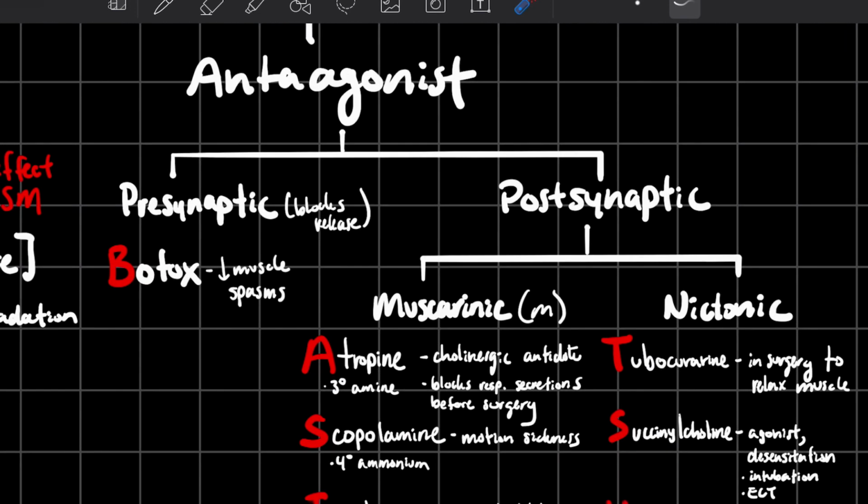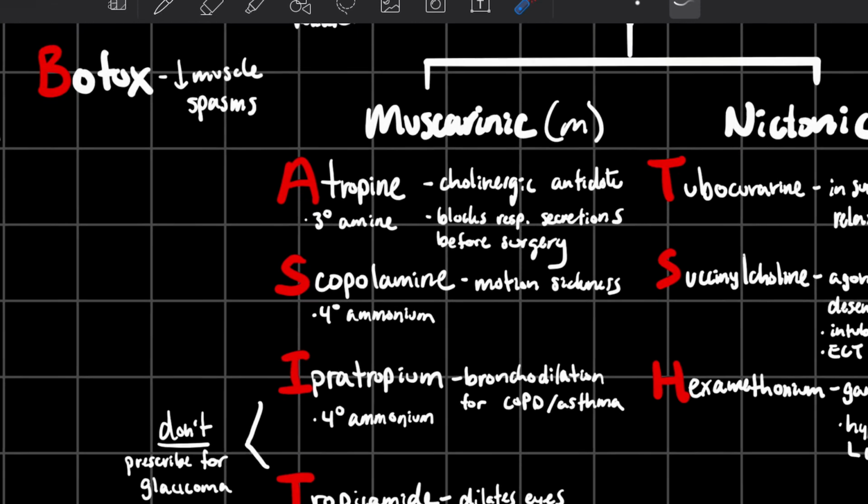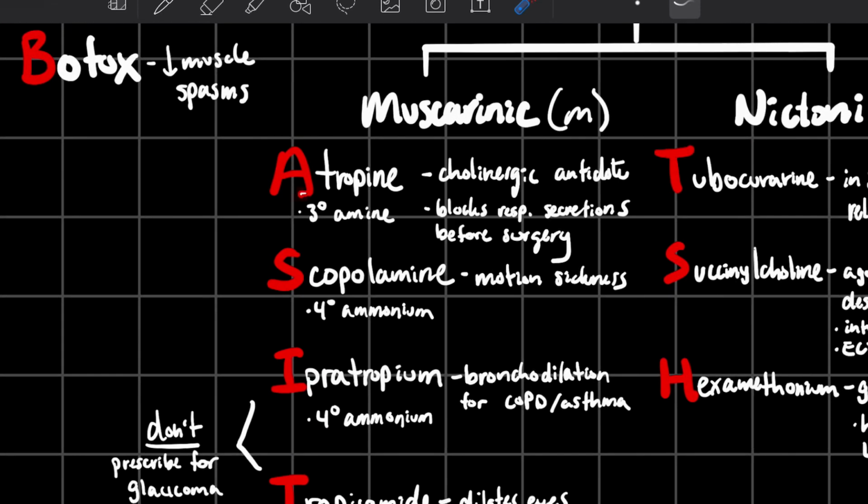Moving back to the antagonists that we were talking about before, so for your presynaptic, these are going to block the release of acetylcholine. So for your Botox, it's going to decrease those muscle spasms. All right. Postsynaptically, your muscarinic, you're going to have atropine, and atropine is a tertiary amine. It can induce CNS effects, but basically it's a cholinergic antidote. So for the agonist, if you take too much of the agonists, then you can actually block it with the atropine.